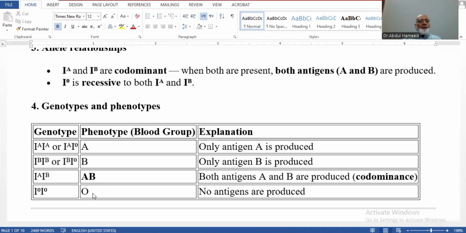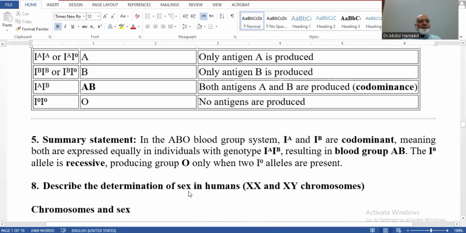IO blood group will be O, no antigen present on red blood cells. So, what is the summary statement? In the ABO blood group system, IA and IB are codominant, meaning both are expressed equally in an individual with genotype IA IB, resulting in blood group AB. The IO allele is recessive, producing blood group O only when two IO alleles are present, meaning homozygous.